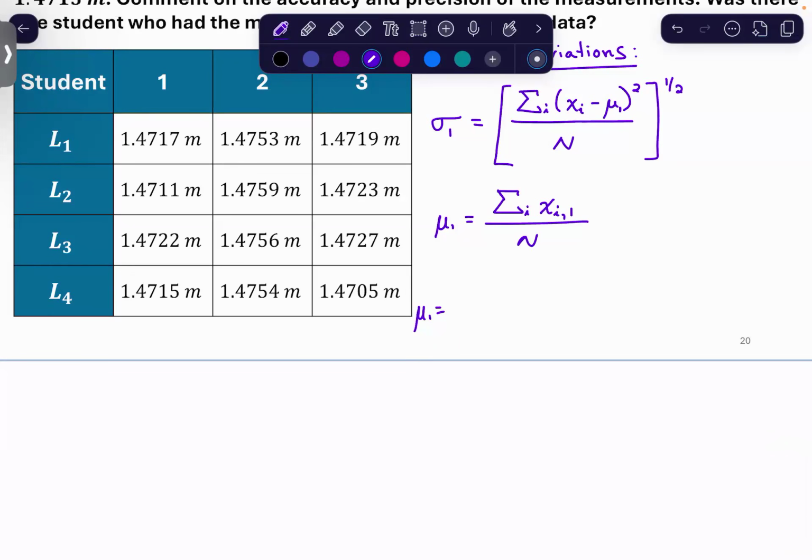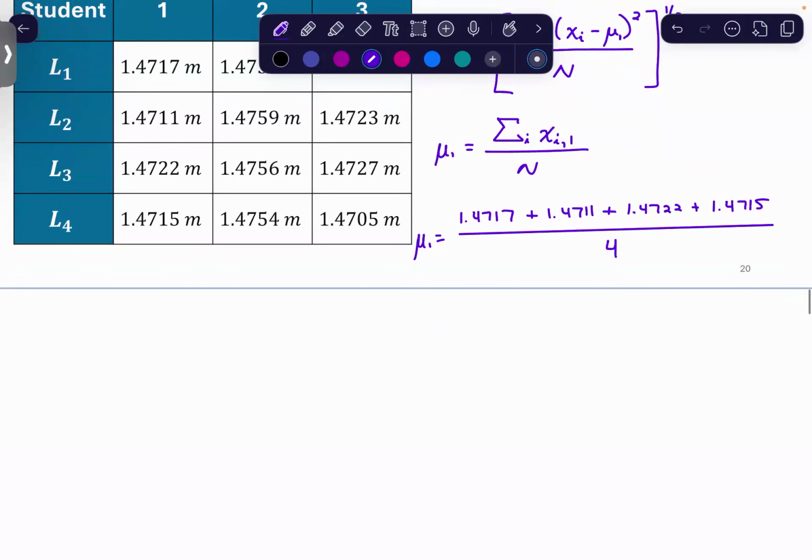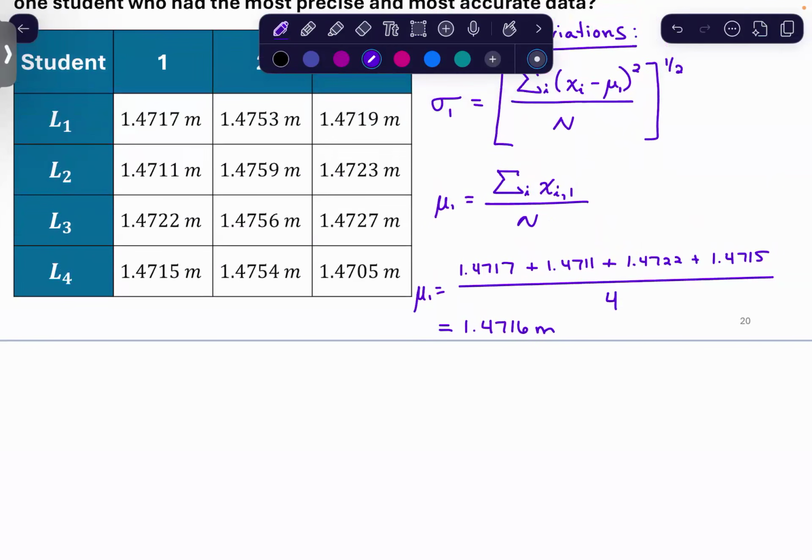So our mu 1 is going to be 1.4717 plus 1.4711 plus 1.4722 plus 1.4715 divided by the number of measurements I took, which is 4. And so our mean value for student 1 is going to be 1.4716 meters. That is the mean value of student 1's 4 measurements.